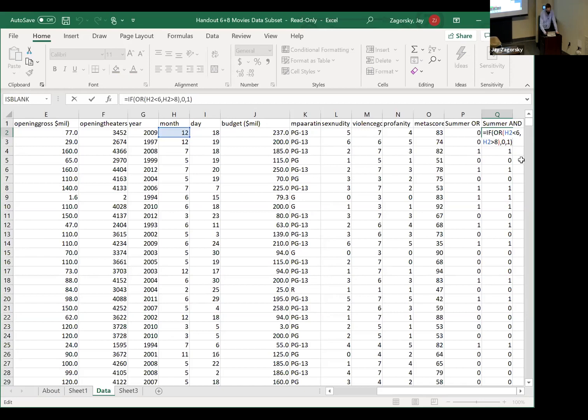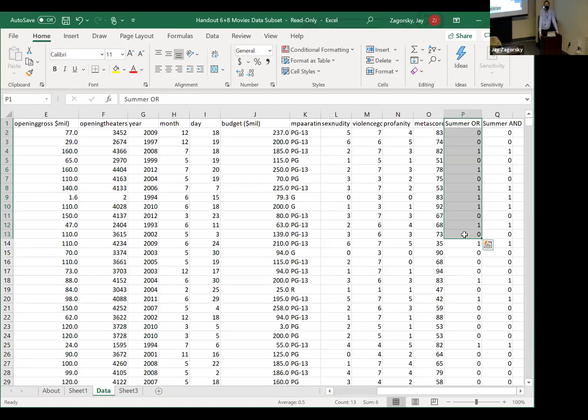So what I'd like you to do is run a regression where column P, the summer dummy variable, is the X, and lifetime gross is the Y. And if you're really fast at it, can you come up with simple explanations before I send you off into breakout rooms to discuss the explanations of the coefficients?